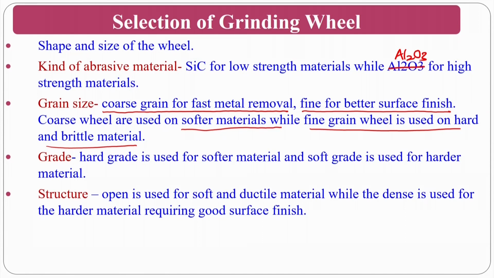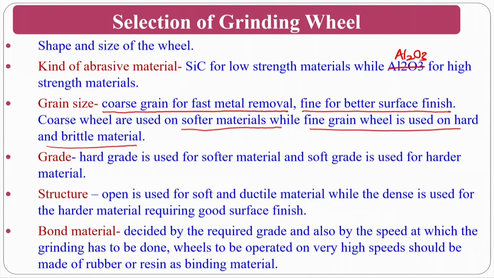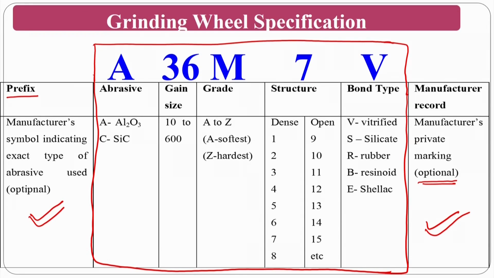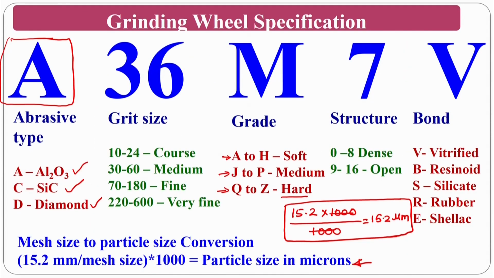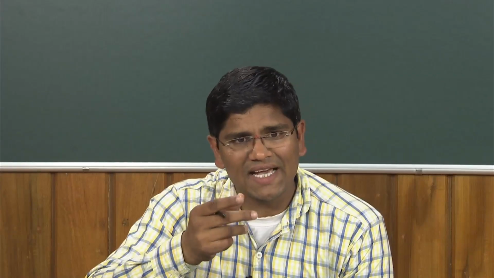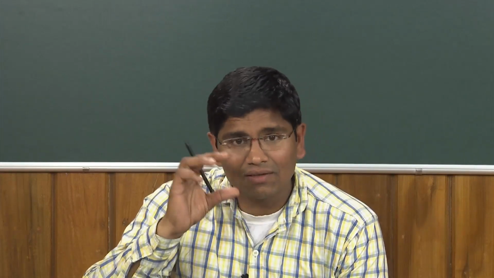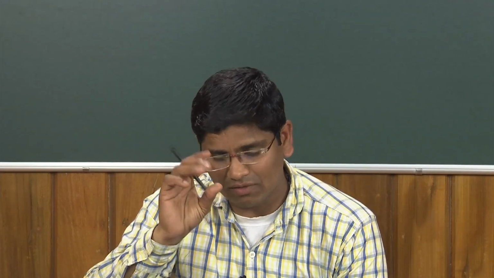Structure, open structure, bond material, these are all things that will come. Among the wheel specification, normally A36, whatever we have seen, the grades as well as the structures, there are two things. If you see the abrasive type, there is no confusion, because you are saying what type of abrasive particle. If you see the grit size, you are talking about the particle size. The grade and the structure, I will explain. A and 36 don't have any confusion.